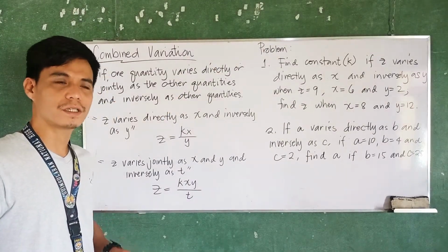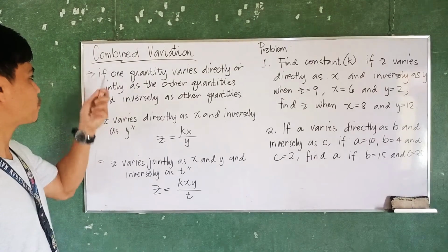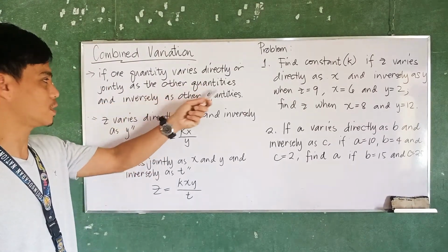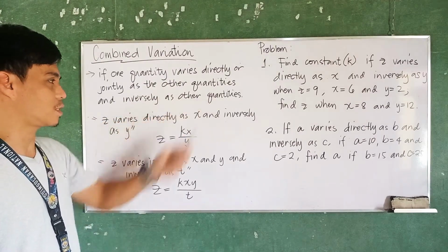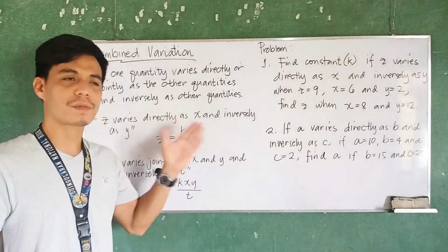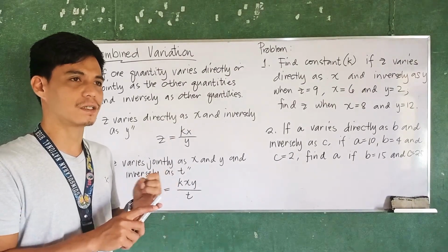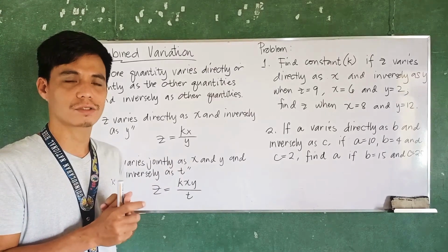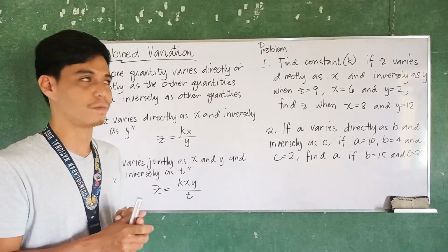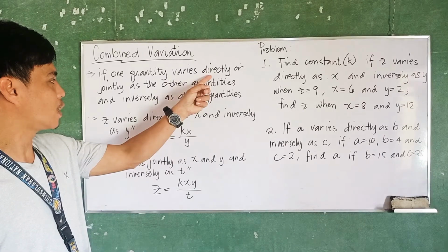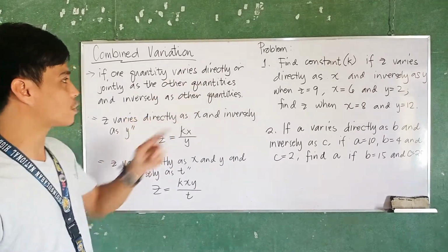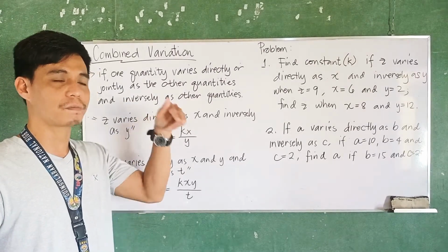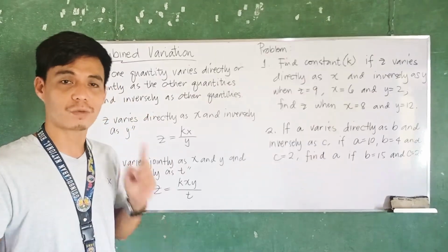In the combined variation, guys, if one quantity varies directly or jointly as the other quantities and inversely as the other quantities, directly, jointly, and inverse are combined. You will see three situations of variation here. It can be directly and at the same time inversely, or jointly and at the same time inversely. It always has one quantity that is inverse.